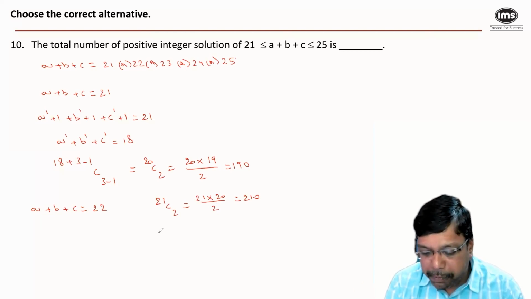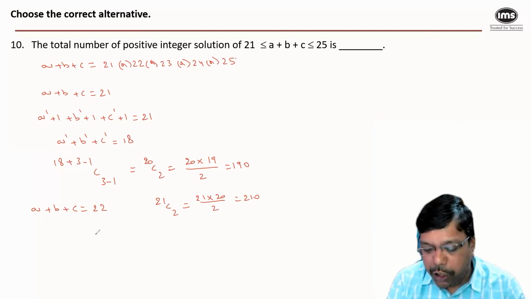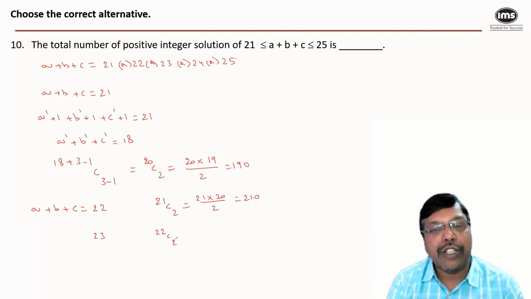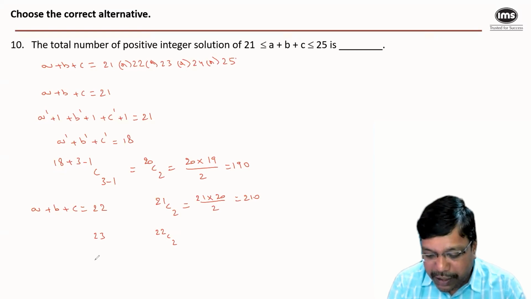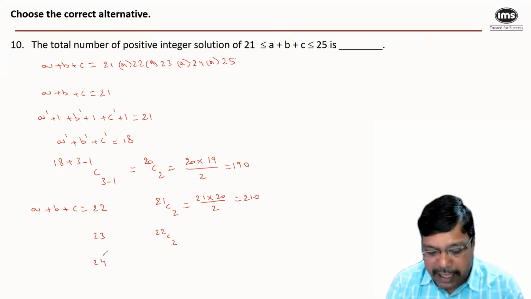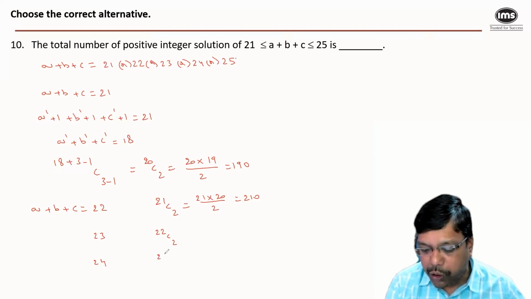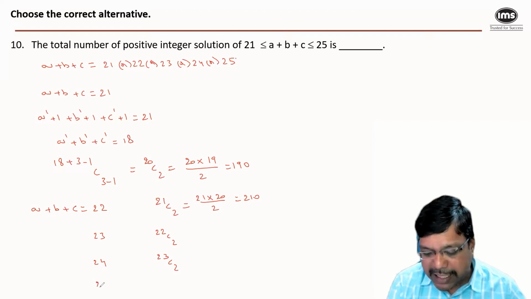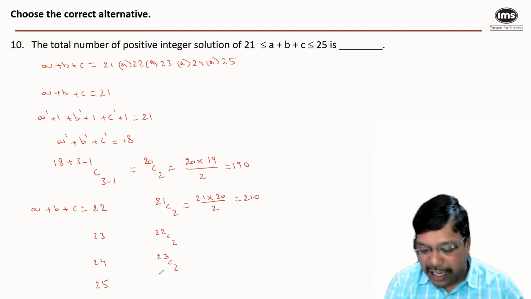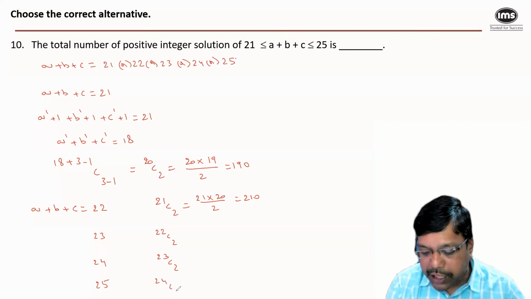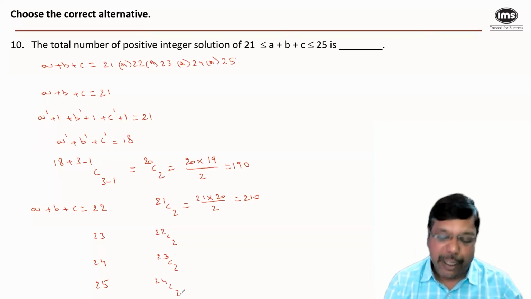Continuing the pattern, a + b + c = 23. The number of non-negative integer solutions is 22C2. a + b + c = 24, then the number of non-negative integer solutions is 23C2. And a + b + c = 25, the number of non-negative integer solutions is 24C2.